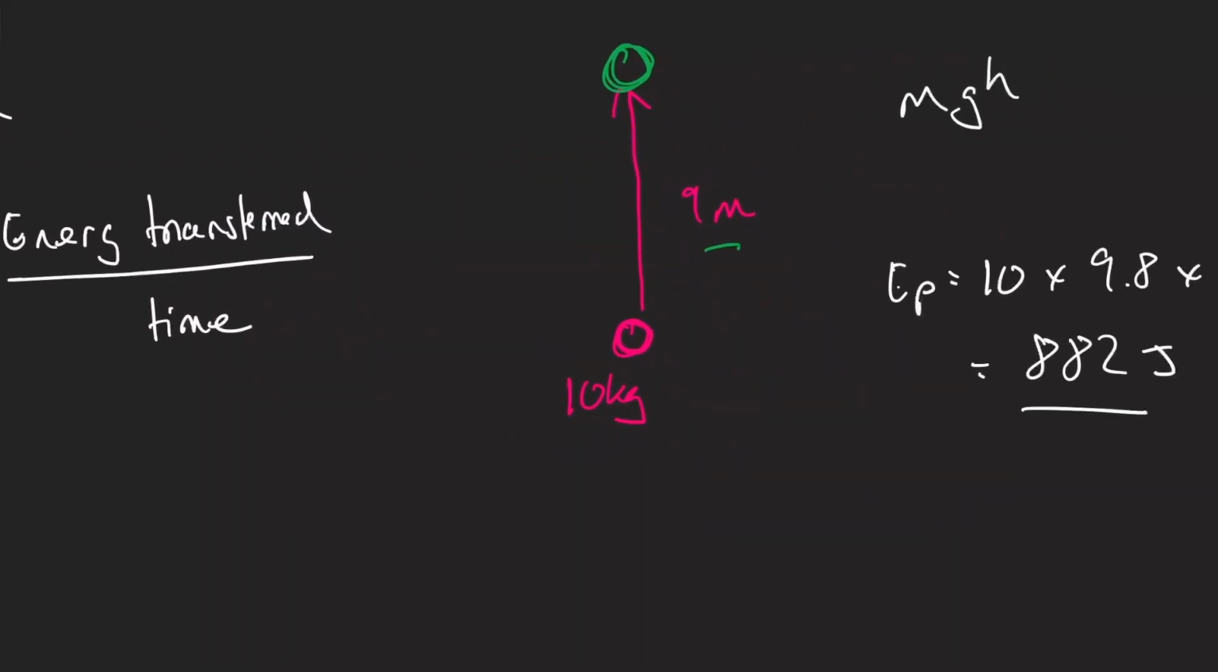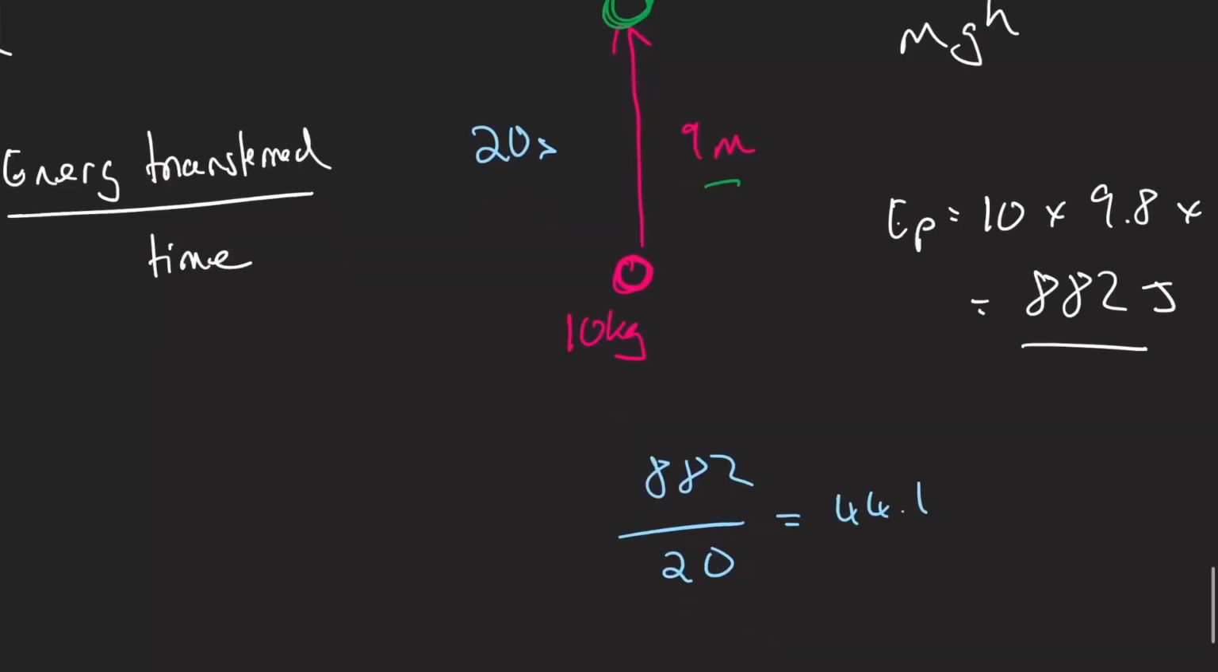And to do that, we obviously need the time. So let's say I did this in 20 seconds. So I will do 882 divided by 20. And if you work that out, and I'll try and do it in my head, but I think you should get 44.1. Okay, so the power is actually 44.1 watts. So the units for power is watts. You can also call it joules per second. That's the same thing, because you can see over here, this was in joules and the time was in seconds. So joules per second or watts is the same thing.